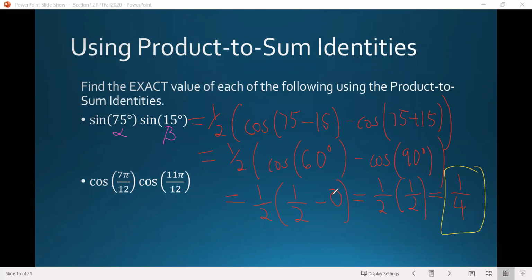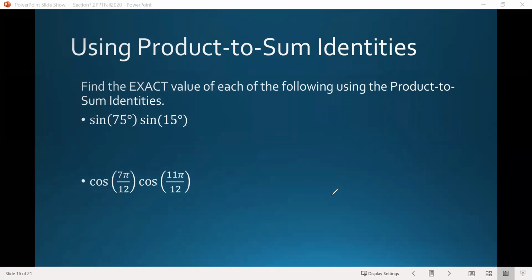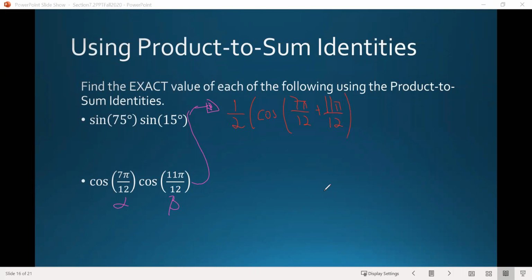Okay, let's look at the next one then. So here we have cosine of 7 pi over 12 times cosine of 11 pi over 12. And again, think of these as being in the places of the alpha and beta. So I'm going to write it up here for space. So following our identity for this, it tells us we can rewrite this as 1/2 times, in parentheses, the cosine of alpha plus beta, so 7 pi over 12 plus 11 pi over 12, plus the cosine of the difference, so 7 pi over 12 minus 11 pi over 12.